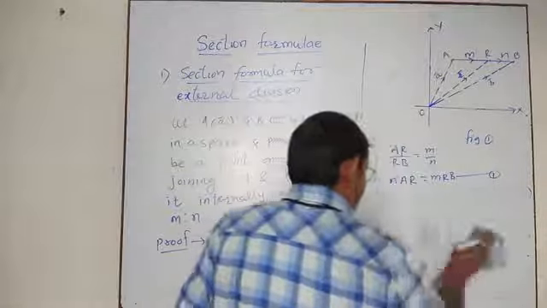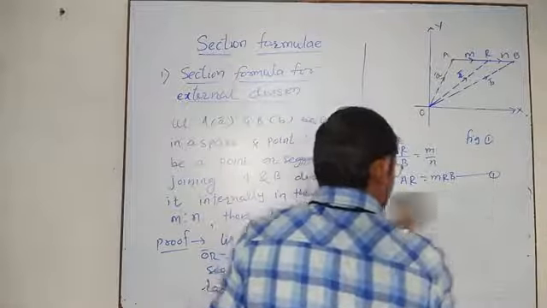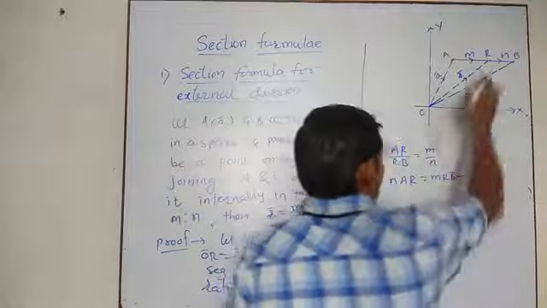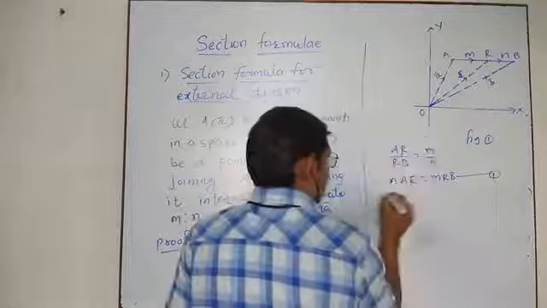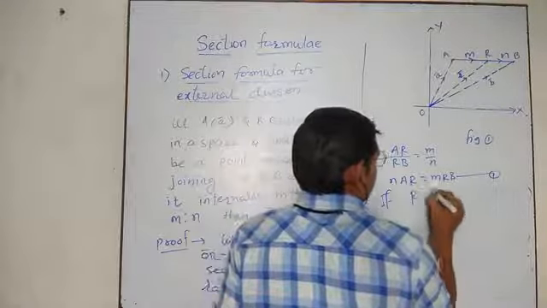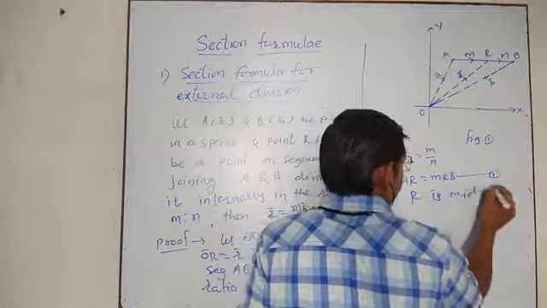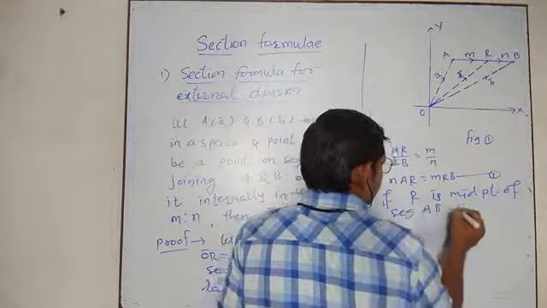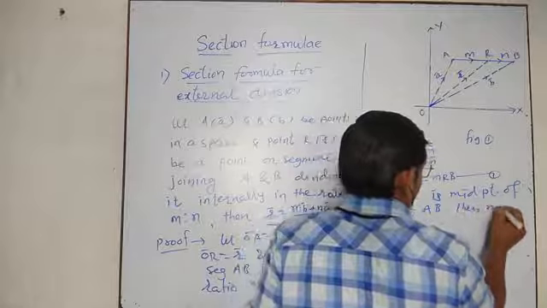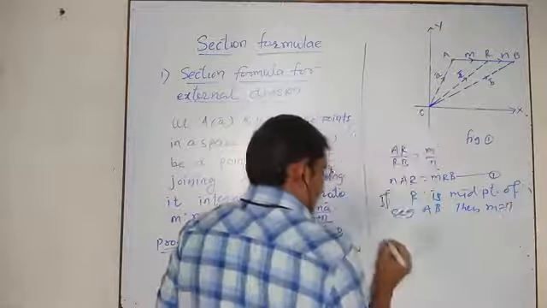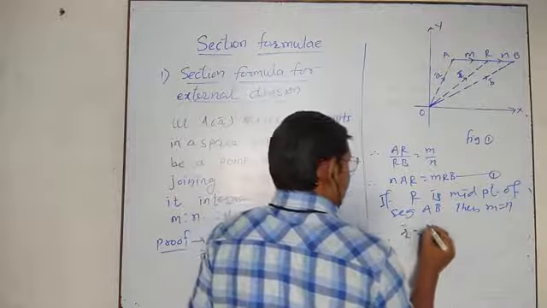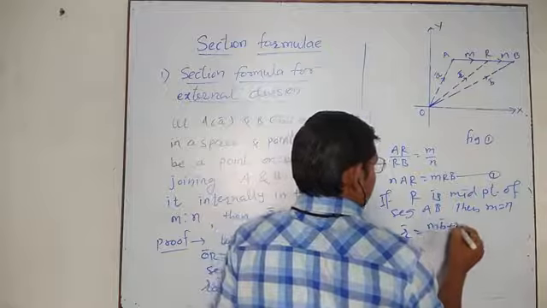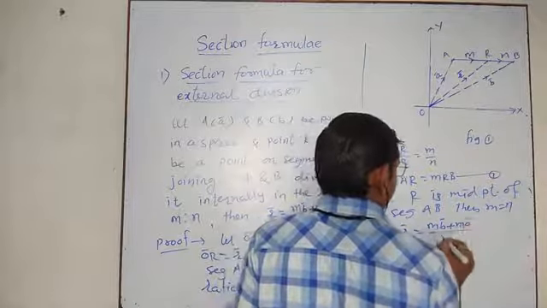Midpoint formula: we have this section formula for internal division. If R is the midpoint of segment AB, then M is equal to N. Hence the formula becomes R bar is equal to (M B bar plus M A bar) upon (M plus N).